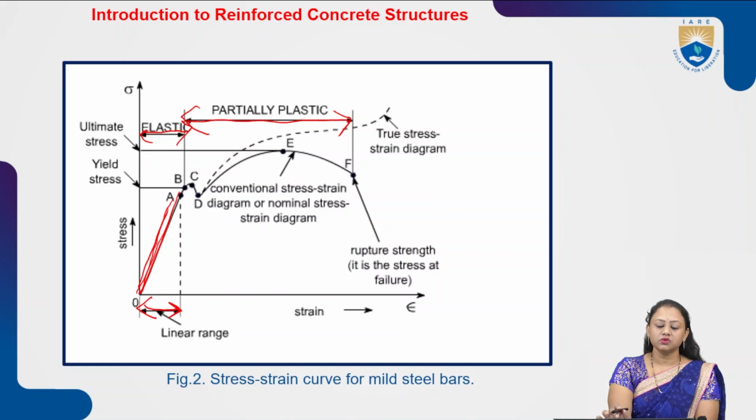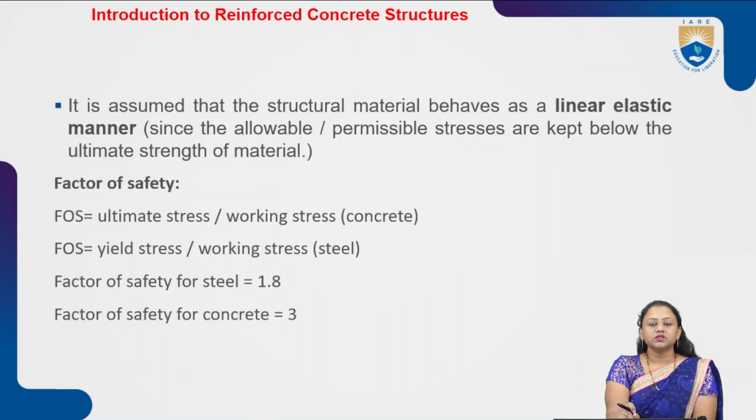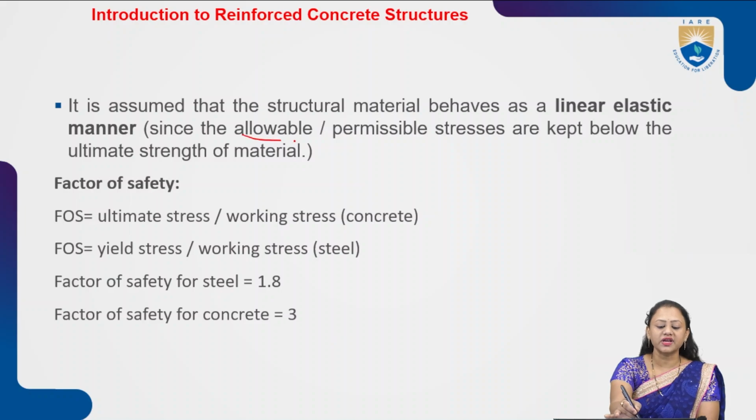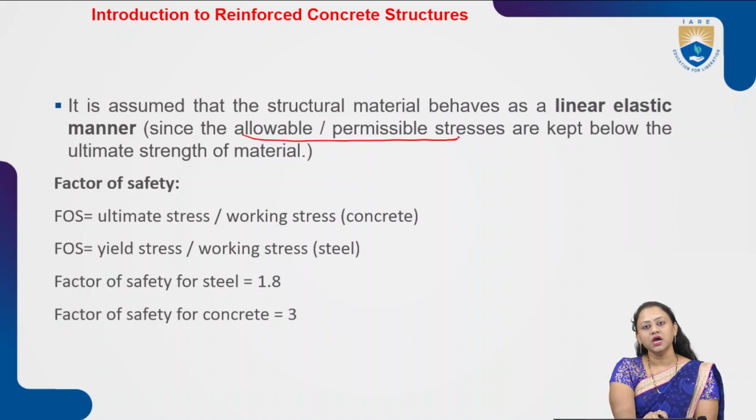In the elastic range, it follows Hooke's law. So it is assumed that the structural material behaves in a linear elastic manner. What do we mean by allowable? The permissible stresses are kept below the ultimate strength of the material. So the allowable stress is always below the ultimate strength of the material. That is called the linear elastic design or behavior.